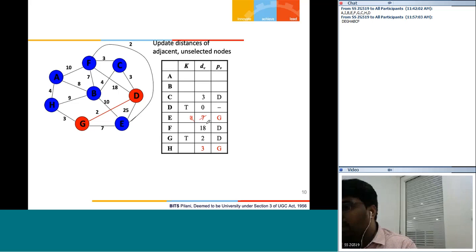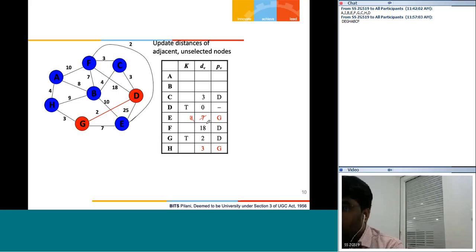BFS and DFS is clear. Okay. The word path is clear. Weight of edge is clear. The weight of everything is clear. Okay. See the difference between the path and the weight of edge in the next class.